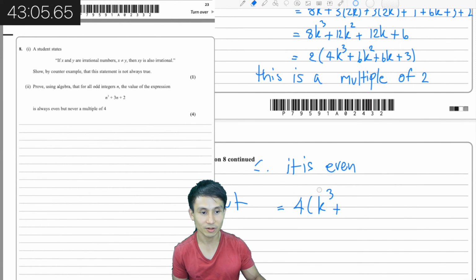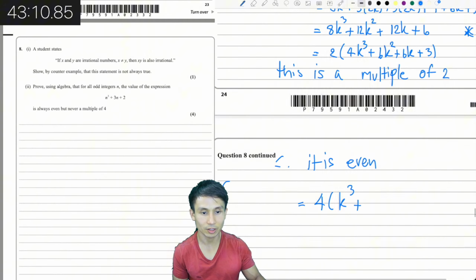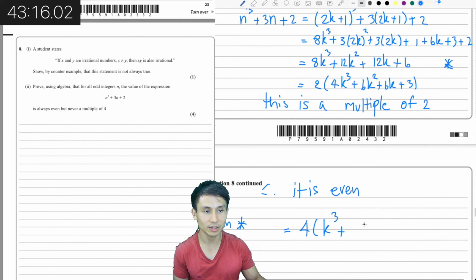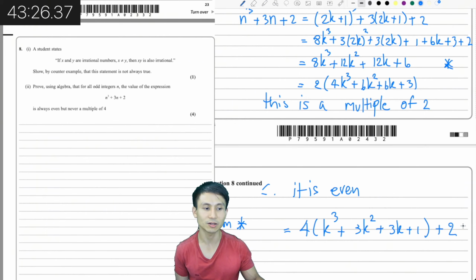And everything else is fine, I guess. So if we took 4 out from this line here, okay, I'm going to write from the asterisk here. We get 4k cubed plus 3k squared plus 3k. And then as you can see, we can split 1 into here, but then we plus 2 here outside. So if you double check this, it's going to simplify to just this asterisk line, 8k cubed plus 12k squared plus 12k plus 6. No, sorry, except that this is 2, right, yeah. Okay.